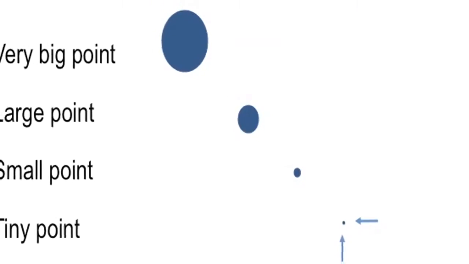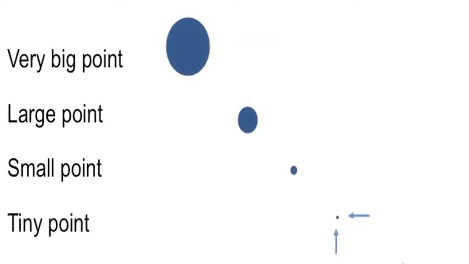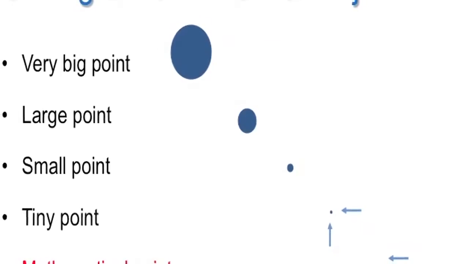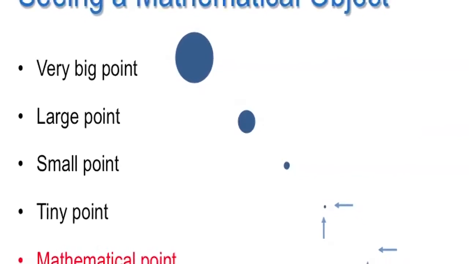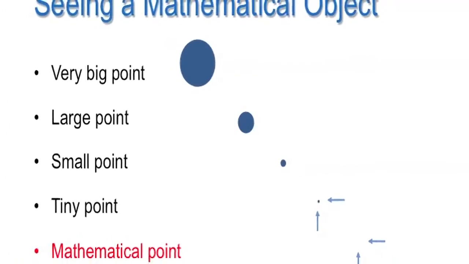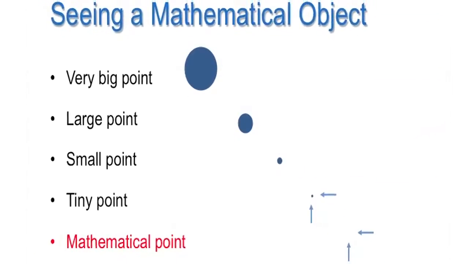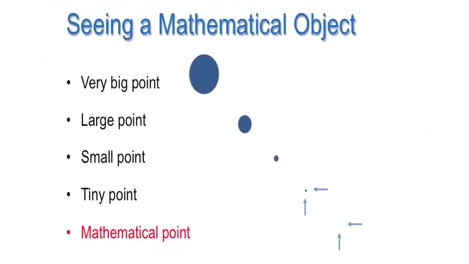Much smaller point. Now, who can still see that? Raise your hand. Oh, good eyesight. All right, much smaller point, tiny point. Who can still see that one? Amazing. And now a mathematical point. Now, who can see that? Those are the true mathematicians, okay? Because it's in your mind. You know where that point is, and it's infinitely small, but you have no trouble seeing it.